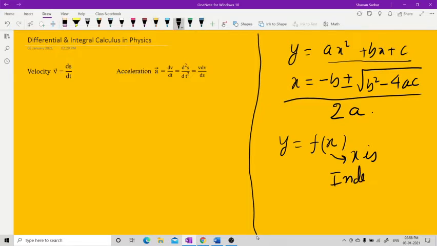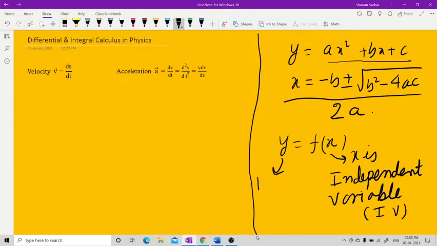X is an independent variable, let us call it IV, and y is a dependent variable. Let me write it a little clearly. Now it's okay. Now the thing is, why is this dependent and why is this independent?